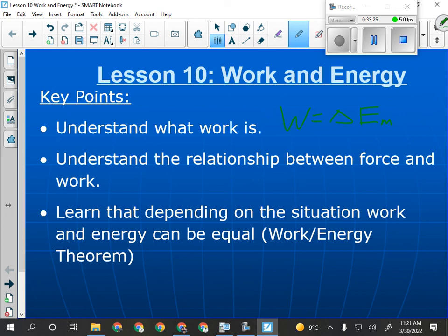So what's the relationship between force and work? You learned this in Science 10. Work is force times distance. The more force I exert, the more work I do. If I exert that force over a greater distance, the more work I do. And depending on the situation, work and energy can be equal. So in the example, if I pick something up and put it on the desk, and I do 200 joules worth of work in doing that, how much energy does the object have? 200 joules. It's the law of conservation of energy, right? I did that much work, that's how much energy it has, in the perfect physical world.